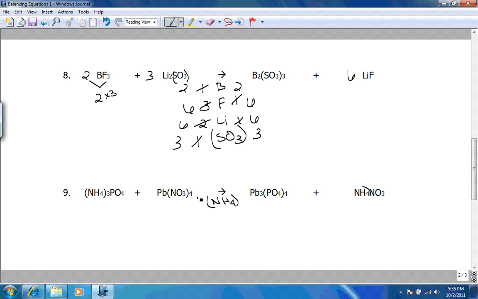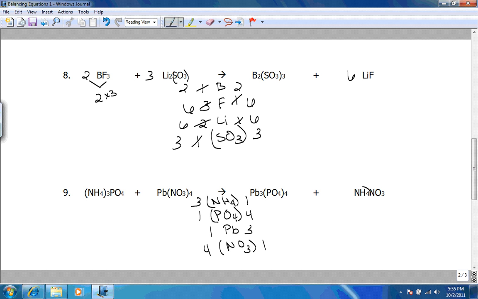We have 3 of them on the left. We only have 1 of them on the right. PO4s, we're going to do the same thing, because we see them here and on the right. So we have 4 of them on the right and 1 of them on the left. We have lead. We have 1 here, and we have 3 on the right. And then nitrates, we're going to stay as a whole, as a group. We have 4 of them on the left, and we only have 1 of them on the right.